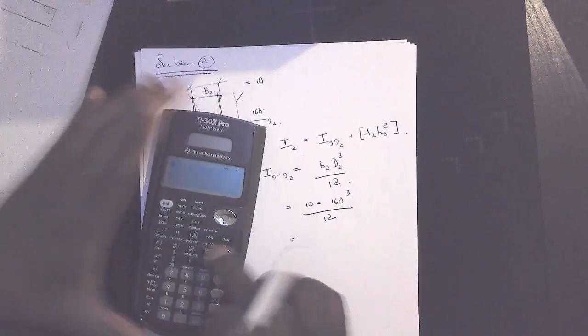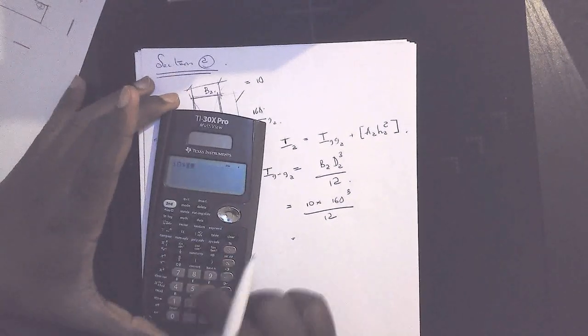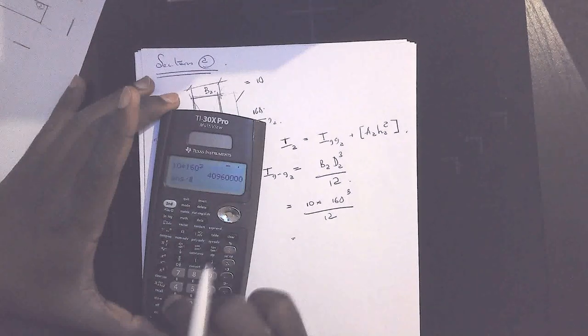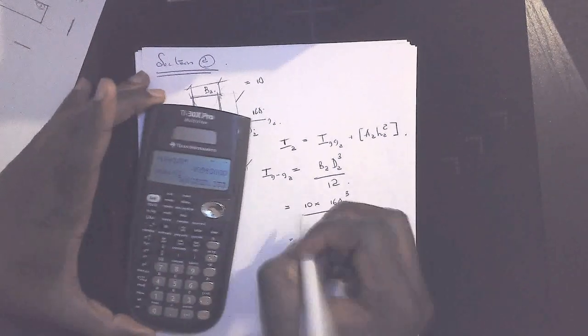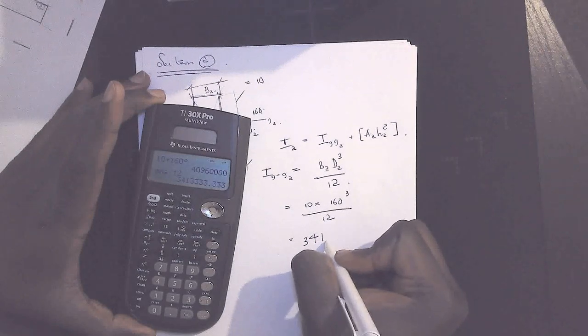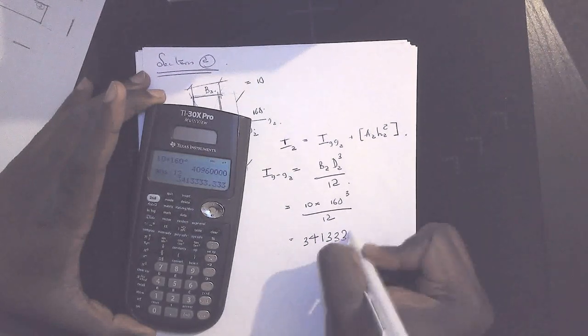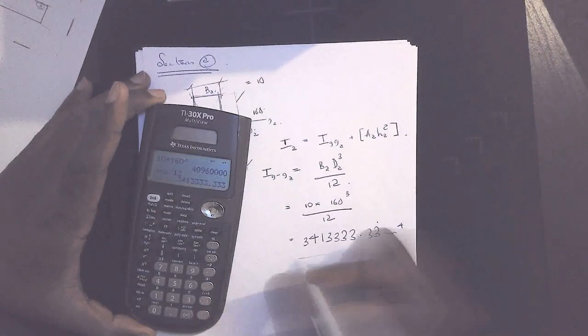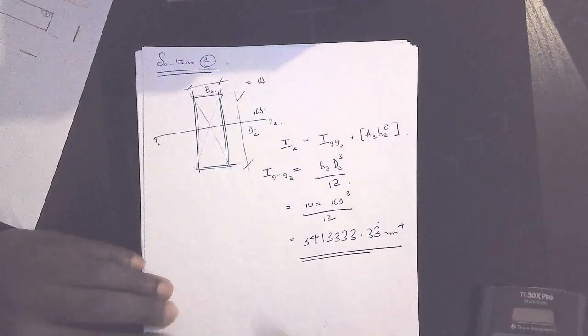So this will be equal to 10 times 160 to the power of 3 divided by 12, that is 3.33 million millimeters to the power 4.